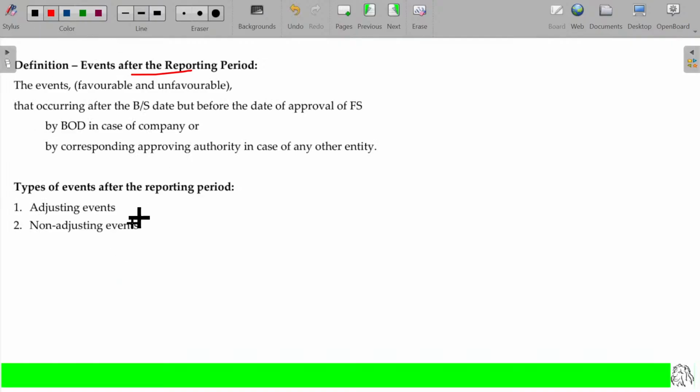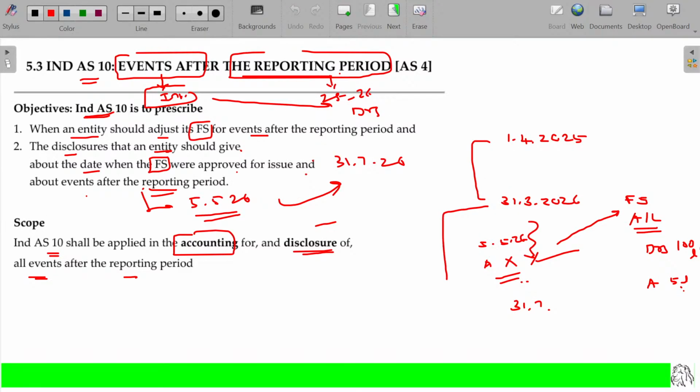Definition: events after the reporting period. The events may be favorable or unfavorable, occurring after the balance sheet date but before the date of approval. Within which date? From this date to the approval date. Within these dates, if you get anything, this is called events after the reporting period. Anything happens after this, it's not a problem for me, because those things are already approved and published, so we never bother about that.